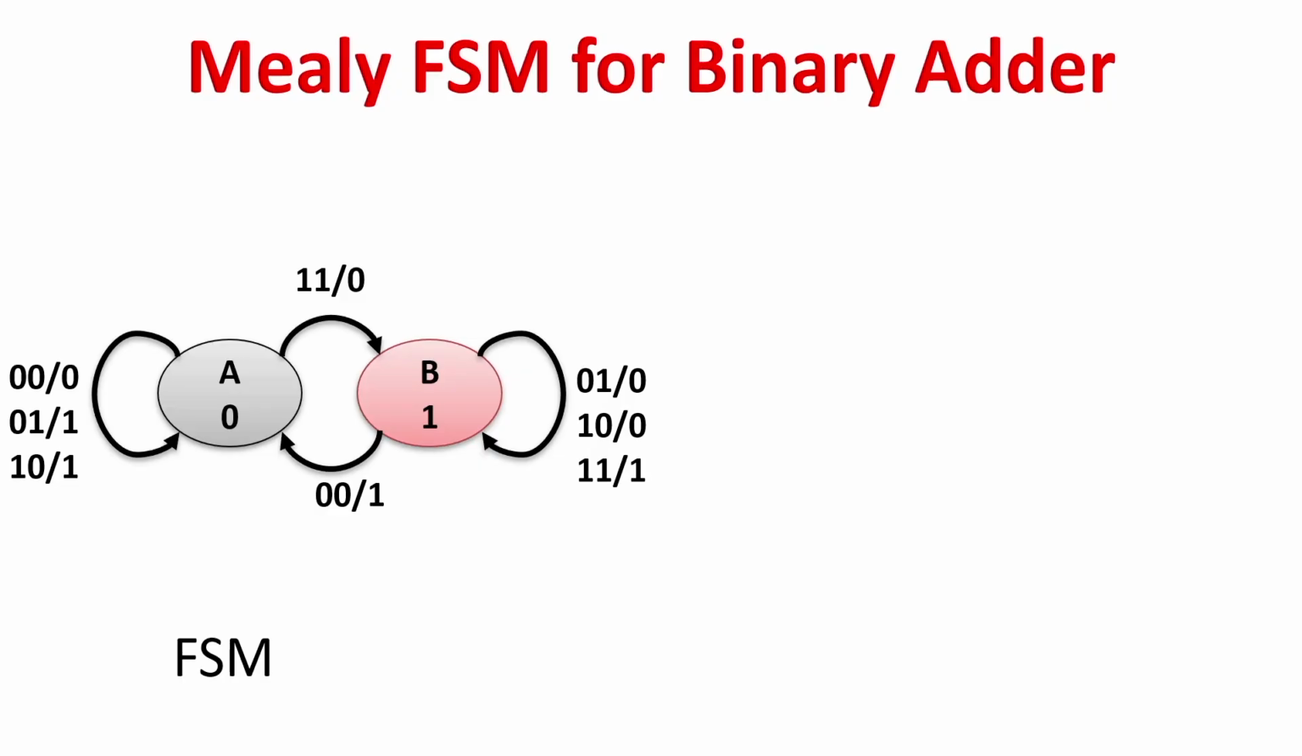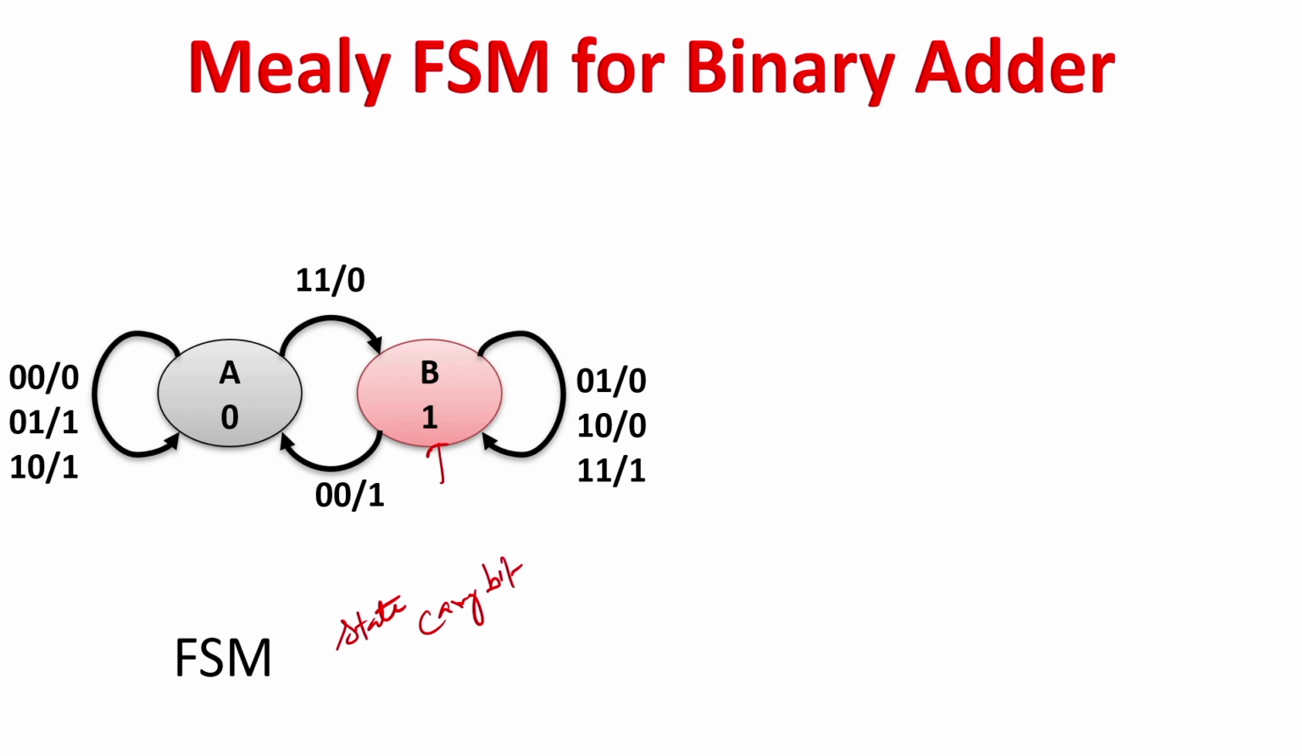So, how will the FSM look? This is the Mealy finite state machine for the binary adder. Based on the values of x and y, in this case there are two states, A and B. This state says what the earlier carry was. The state says about the carry bit.